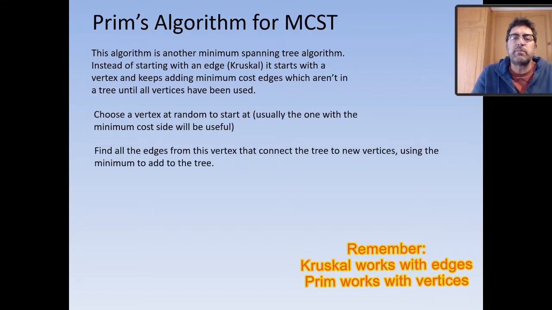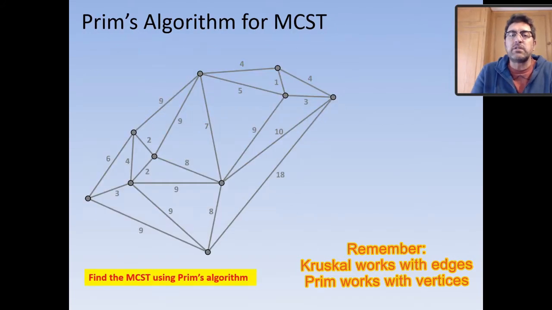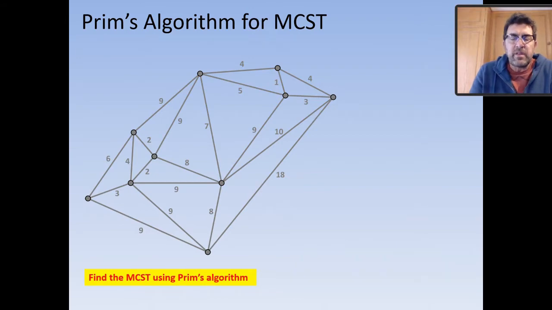We can in fact start anywhere on the graph. Find the edges from this vertex that connect the tree to new vertices. So if you are at vertex A and it has adjacent vertices E, F and G, you look at all three and you choose the side that has the least cost. Continue this process until you have a spanning tree. So let's return to that graph that we had. We're going to find a minimum cost spanning tree using Prim's algorithm.